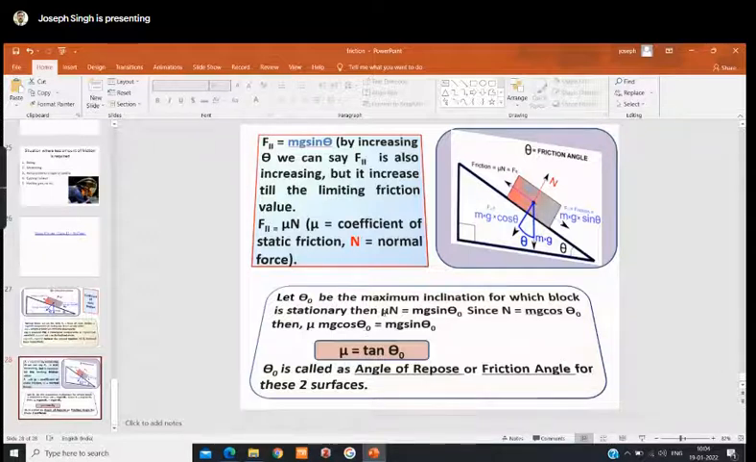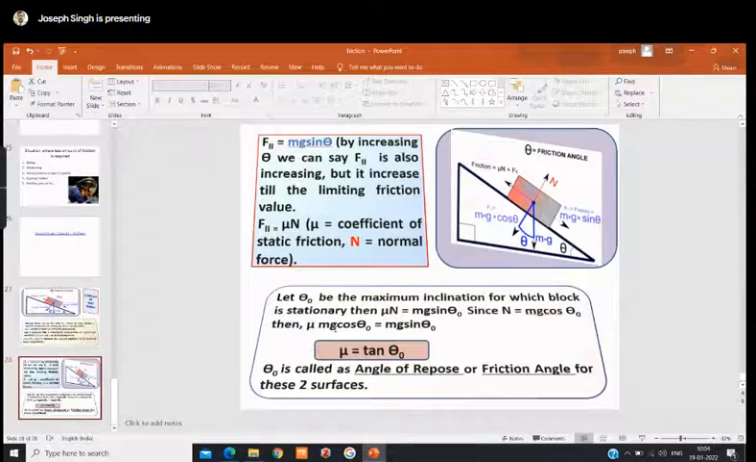Then mu N is equal to mg sin theta. Instead of theta, what are we writing here? Theta 0, because it is the maximum angle. Since N is equal to mg cos theta, instead of this N value we are putting mg cos theta 0.